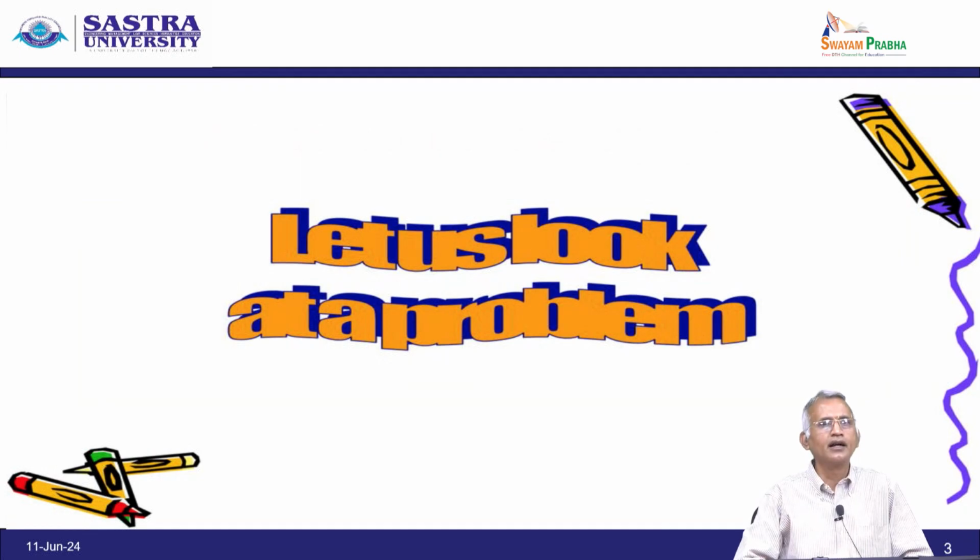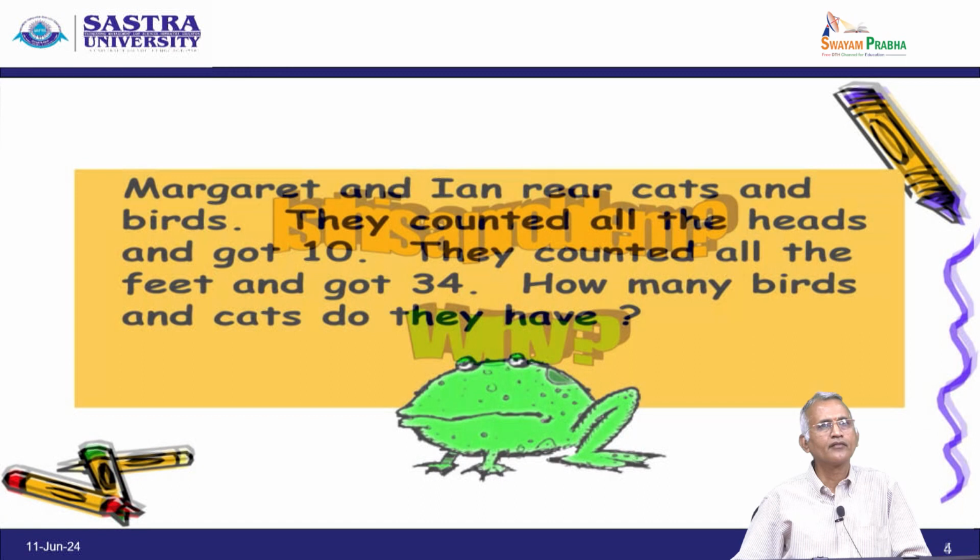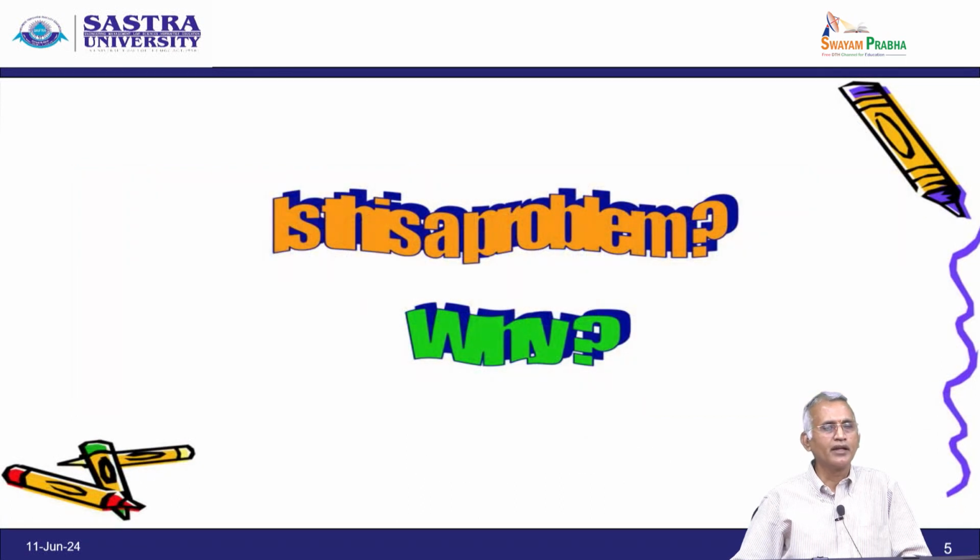So, let us look at a problem first. Margaret and Jan rear cats and birds. They counted all the heads and got 10. They counted all the feet and got 34. So, how many birds and cats do they have? This is a question. It is confusing actually, right? You have to understand and think about it. Now, is this a problem? Why?